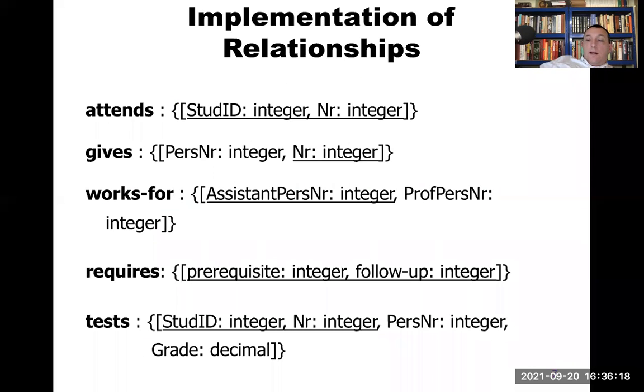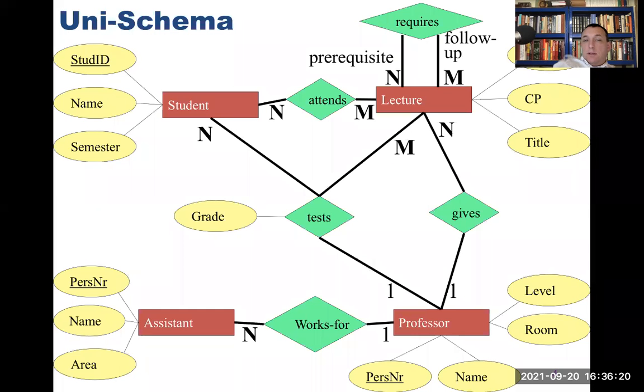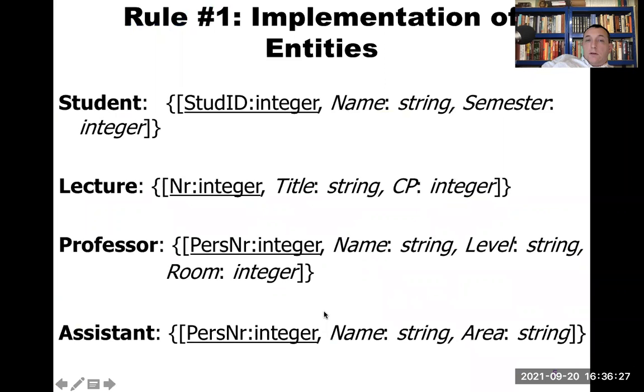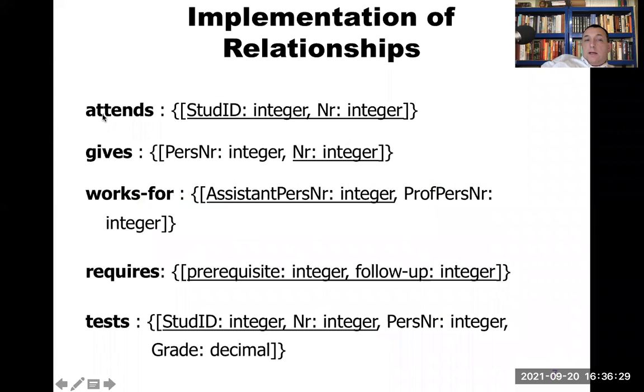So let's look at schema. We have requires, attends, tests, gives, and works for. Attends is about which student attends which lecture. So student ID and lecture number. Gives professor number, person number, and lecture number. Works for assistant person number and professor person number, and so on.